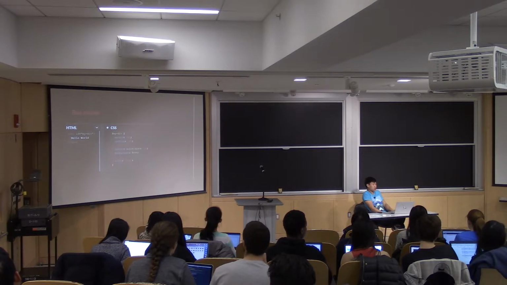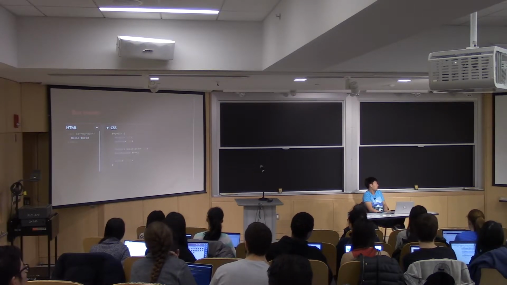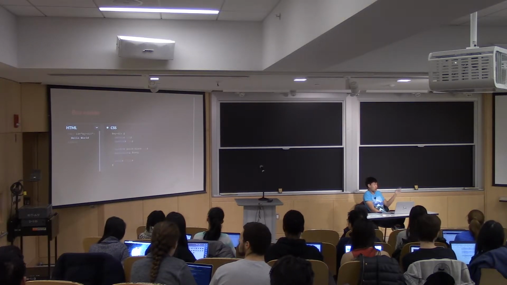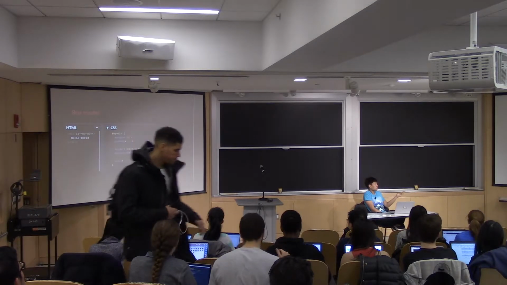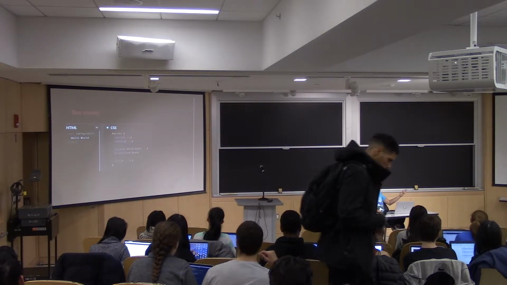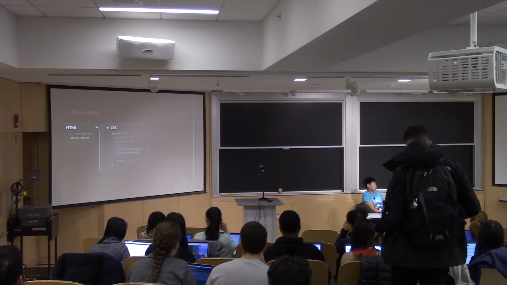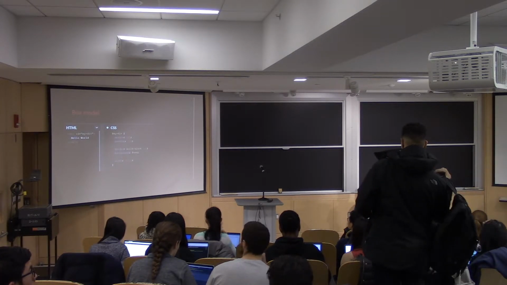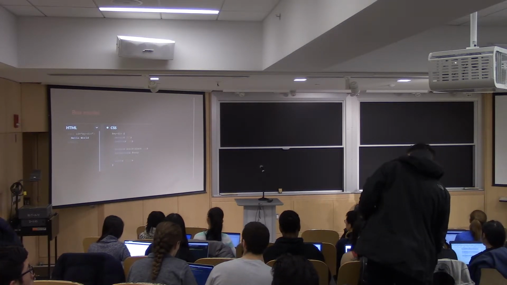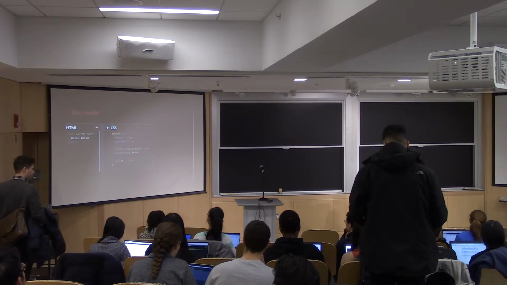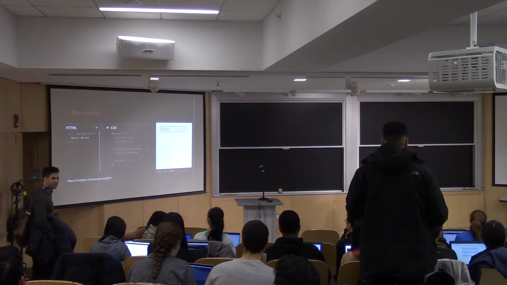So the HTML is literally just one box. It says hello world. And the CSS is also pretty simple. It has some margin, it has some padding, it has a border, it has a background, and it has a width of 250 pixels. So it should be pretty simple, just one box. And this is what it looks like.